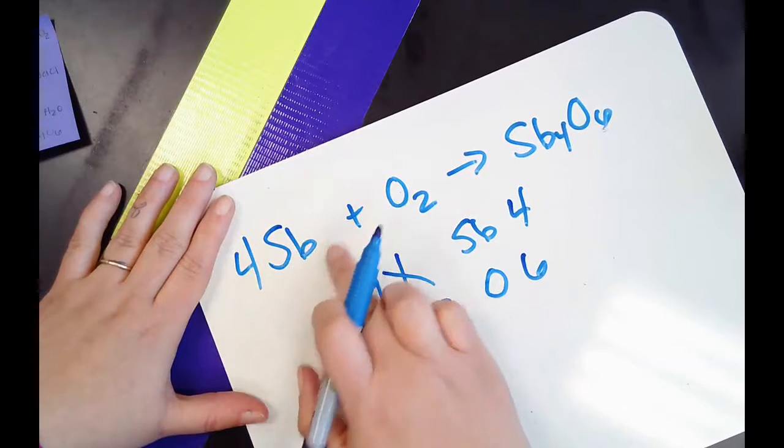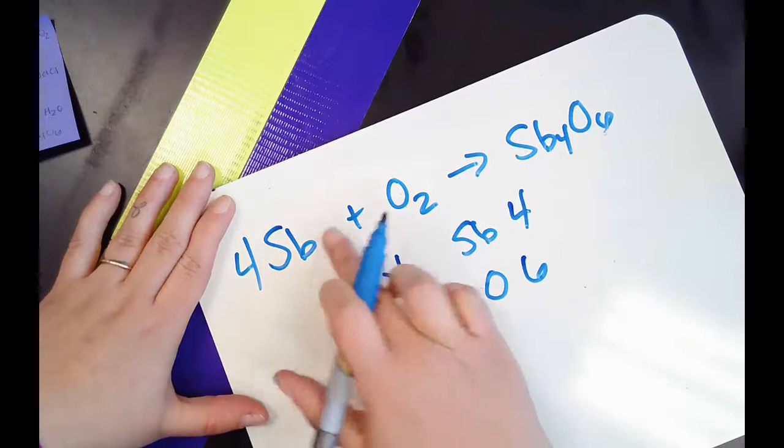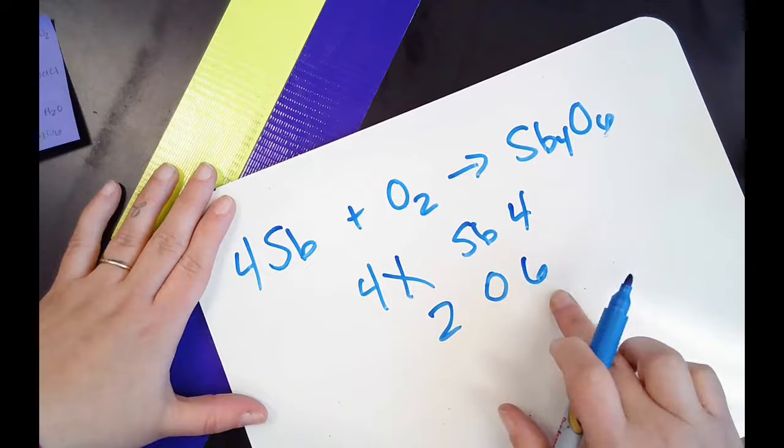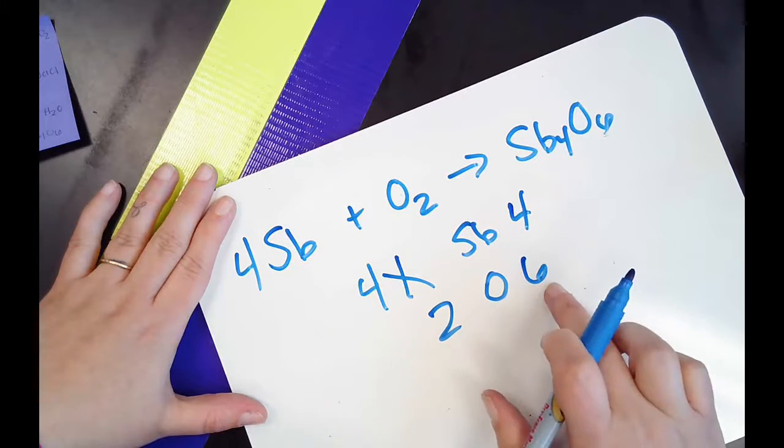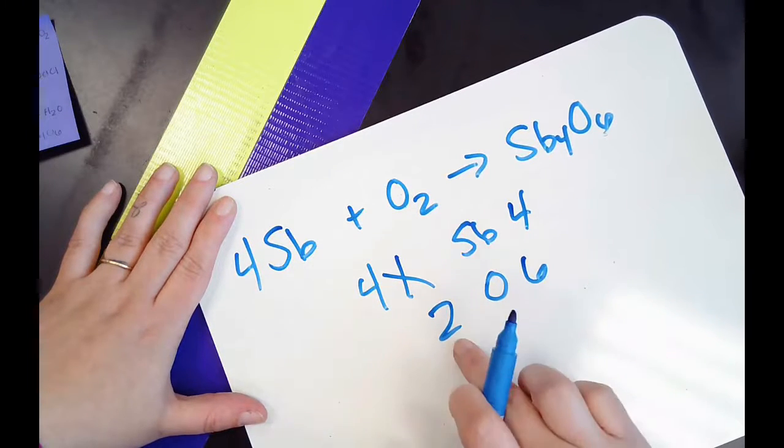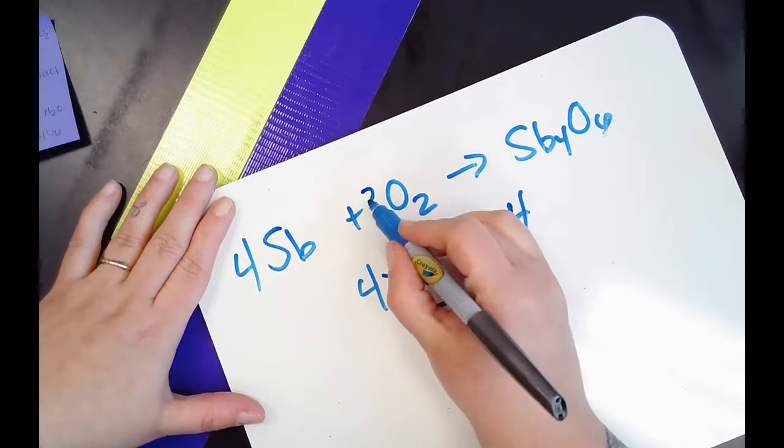I need to balance my oxygens, 2 and 6. What's the only way to get 2 to turn into a 6? Multiply it by 3. I'm going to put a 3 in front of my oxygen here, and that's going to turn it into 6. Okay. So, a couple of notes.